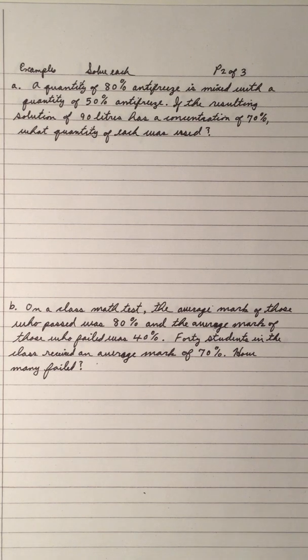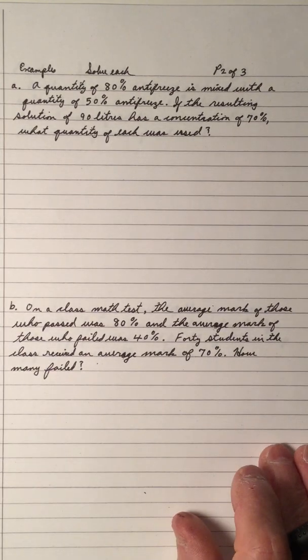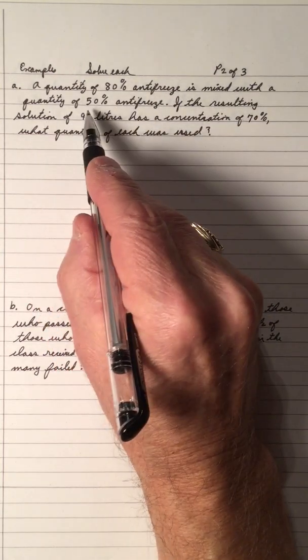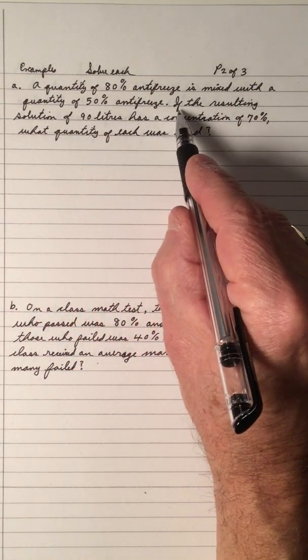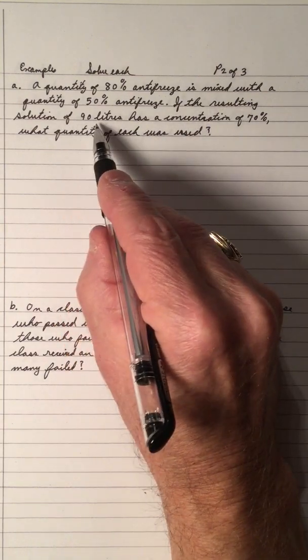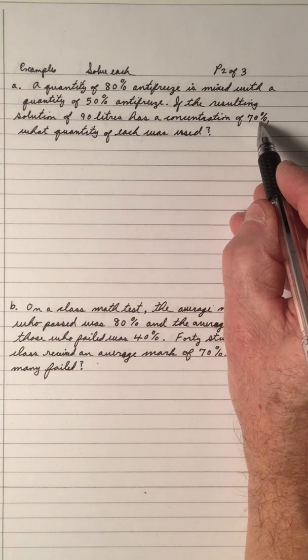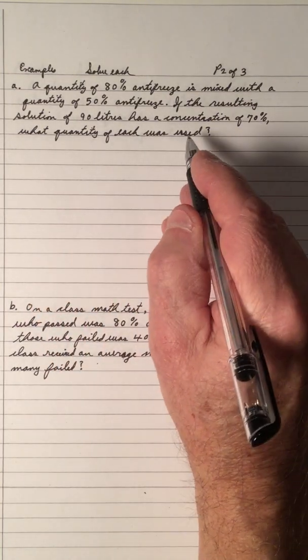So what happens is, if you take a quantity of 80% antifreeze and mix it with a quantity of 50% antifreeze, if the resulting solution is 90 liters, and the 90 liters has a concentration of 70%, what quantity of each is used?